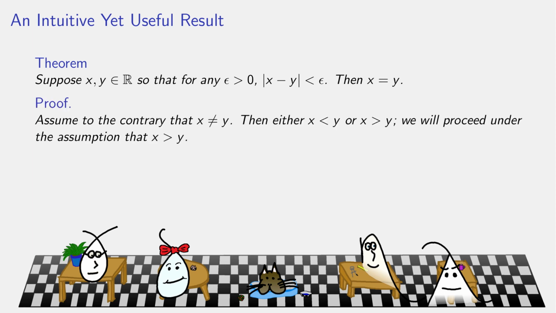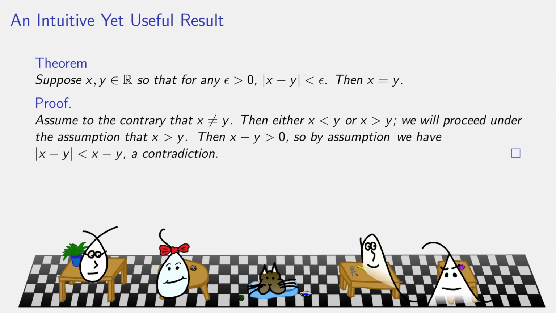So assume to the contrary that x and y are not the same. Well, either way, x is less than y or x is bigger than y because they're not equal. Let's just go ahead and assume that x is the larger one. In this case, the distance from x to y is positive. Since x is bigger than y, if I simply subtract y from both sides, we get this second inequality. So the absolute value of x minus y must be less than any positive number. This was our assumption. The absolute value of x minus y is less than any positive number, which would give us that the absolute value of x minus y is less than x minus y itself.